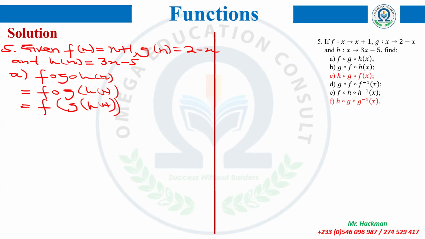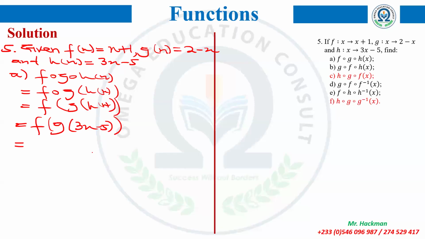Okay, so at this point, we are going to work on what we have in bracket here first. So we are going to get f, then into j, you feed it with h of x. Do we know h of x? Is the function h of x given? Yes, and that is 3x minus 5. Is that clear? Yes. So now we should be able to evaluate j at 3x minus 5. That means wherever we see x in j of x, it is now 3x minus 5. All correct?